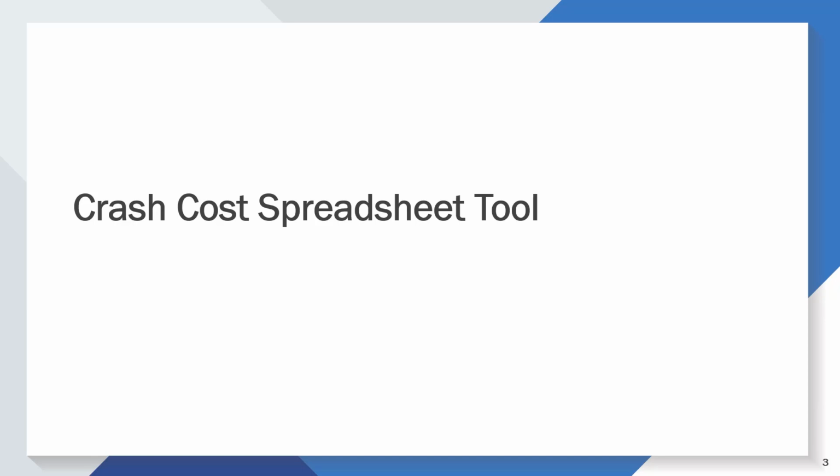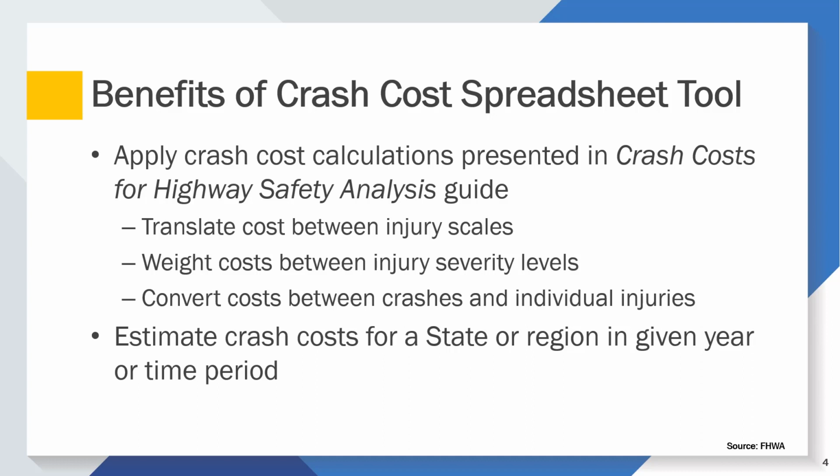This section provides an overview of the Crash Cost Spreadsheet tool. The tool accompanies FHWA's Crash Costs for Highway Safety Analysis Guide, which was published in January 2018. The purpose of this tool is to assist practitioners and researchers with crash cost calculations to support highway safety management decisions. The spreadsheet tool can help you estimate crash costs for a state or region in a given year using the methods from the guide. The spreadsheet includes modules that facilitate each type of calculation presented in the guide.